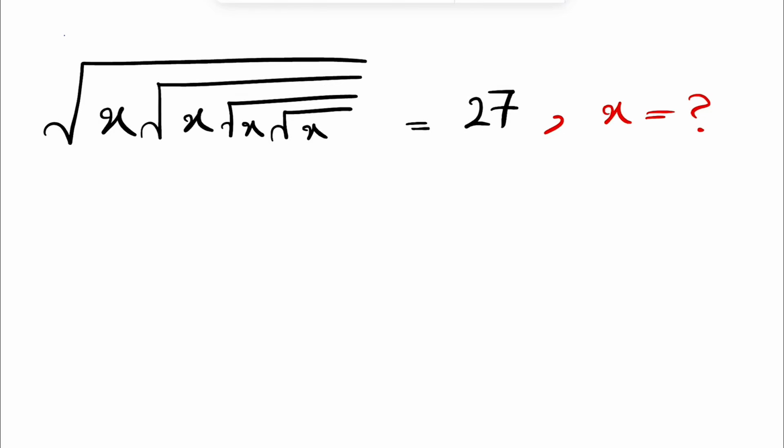Alright guys, welcome back. We're going to be solving another question in today's video, and we have this equation: square root of x times the square root of x times the square root of x times the square root of x is equal to 27. We need to figure out the value of x.